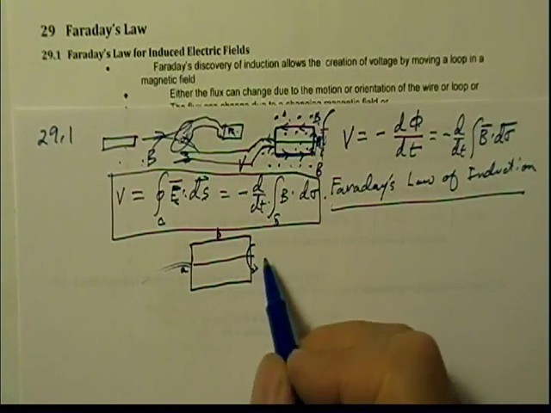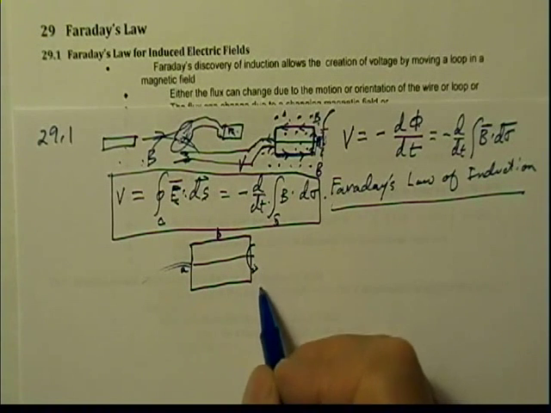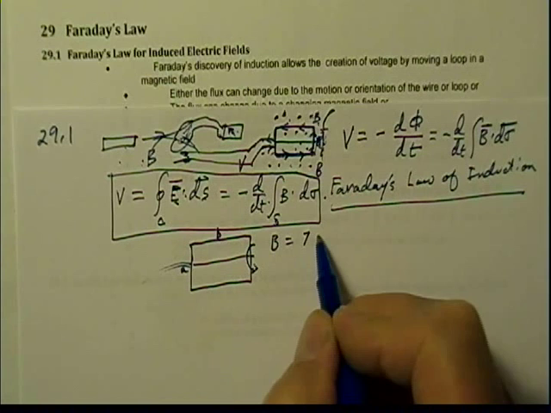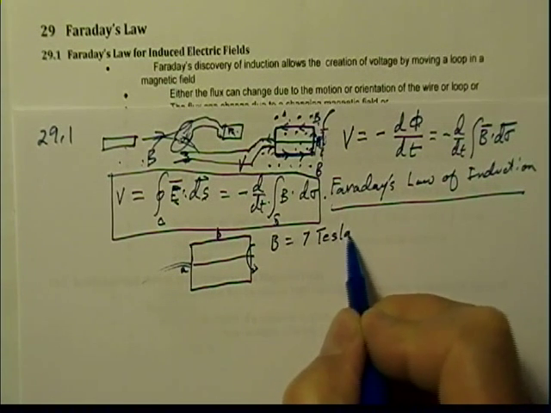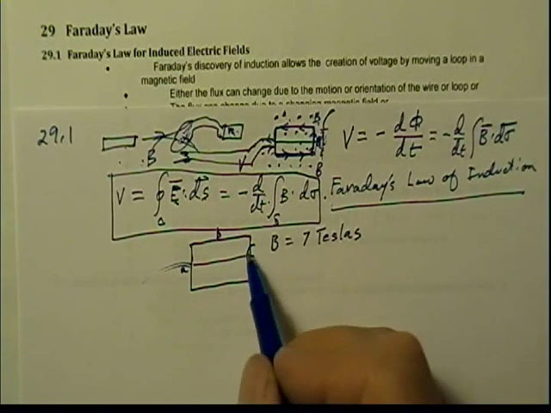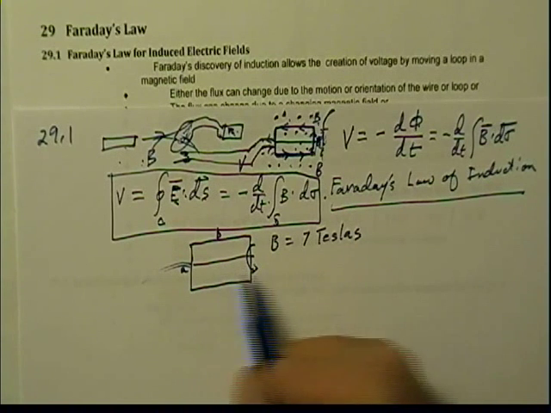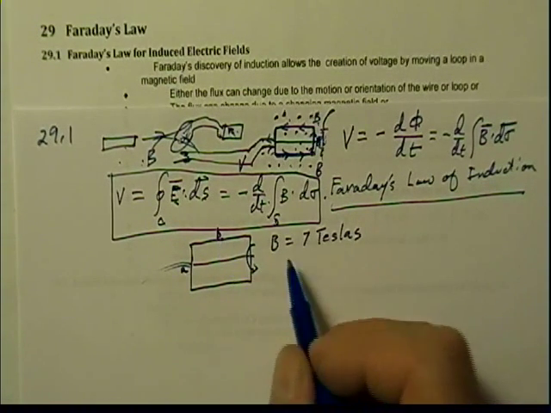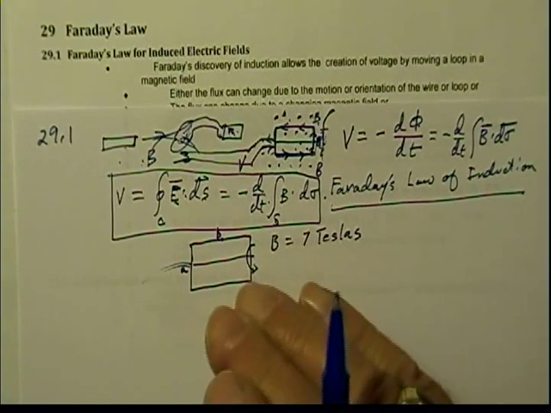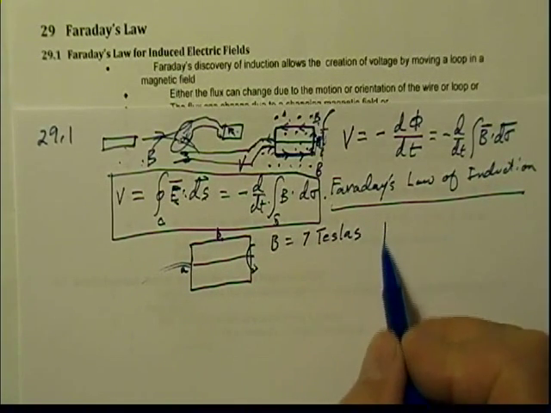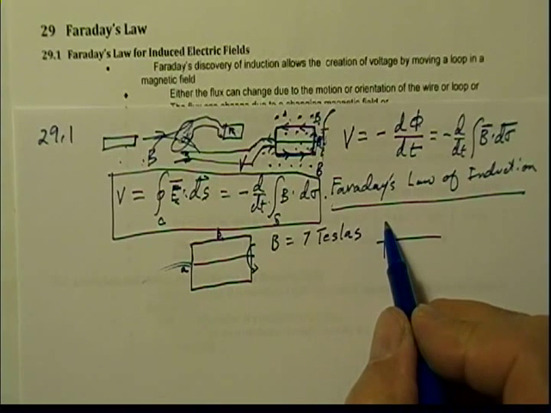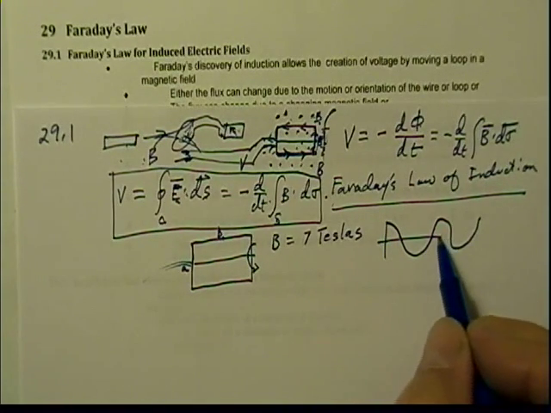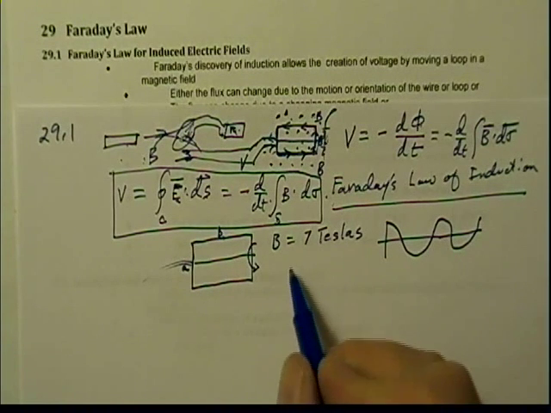Well, the answer is, if this has a magnetic field B, which is, say, 7 Teslas, and we look at this surface area, the surface area is going to begin as A times B, and then as this loop rotates, it'll go down to 0. So the voltage we're going to get starts out as a lot, then goes to 0, and it goes like a sine or cosine wave.